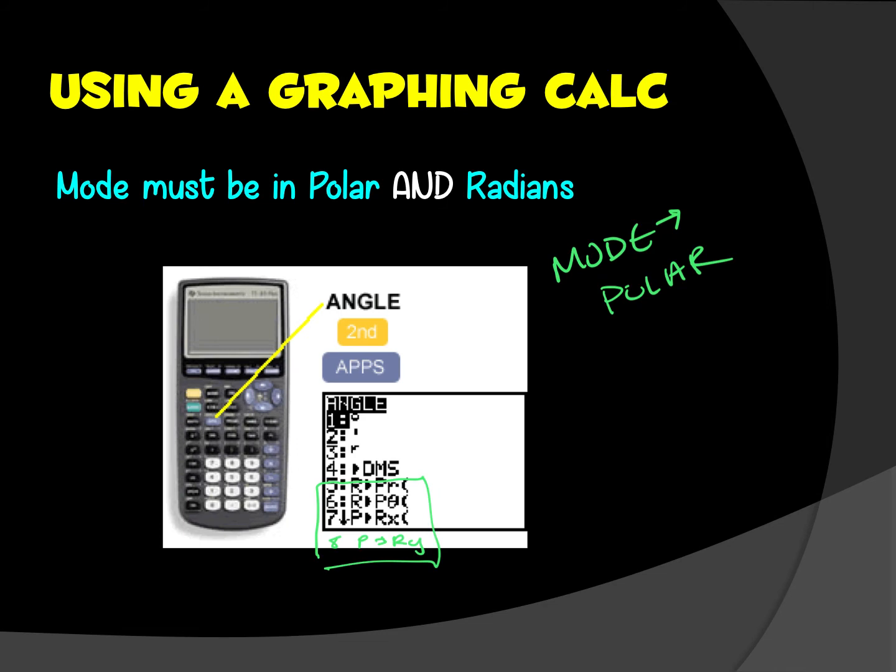Think about what they represent. If it says R to PR, we're going rectangular to polar, and we're getting the R. If it says R to P theta, we're going rectangular to polar, and we're getting the theta part. So we'd have to do both of those to get from rectangular to polar. When it says P to RX, now we're going polar to the X of my rectangular, and then P to RY is going polar to rectangular and giving you the Y, okay?